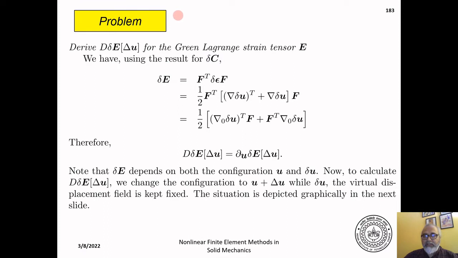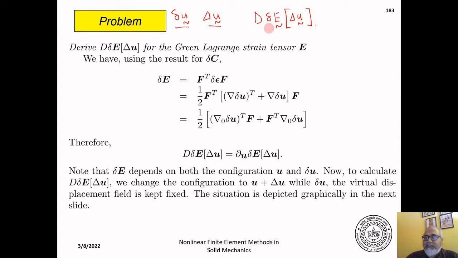Now you have two quantities. One is the first variation of u, δu, and one is Δu, an increment in u, and it is usual to confuse between the two. To understand the subtle distinction between these two quantities, let us do a problem. So let us calculate the linearization of the Green-Lagrange strain tensor. Let us calculate the directional derivative of the Green-Lagrange strain tensor in the direction of Δu, that is, an increment in u.